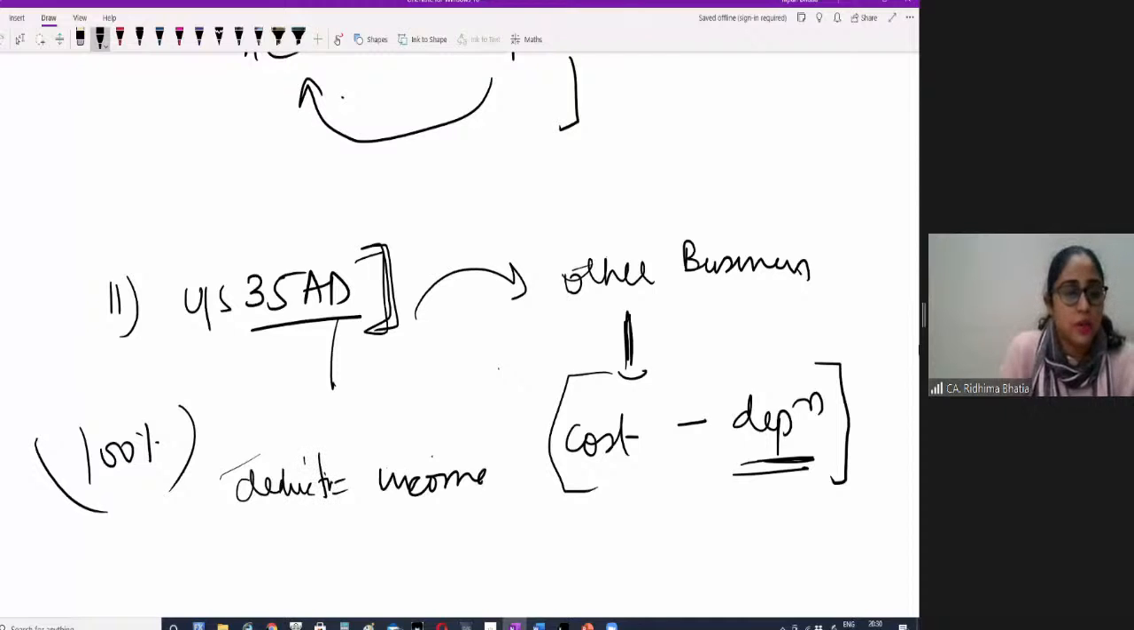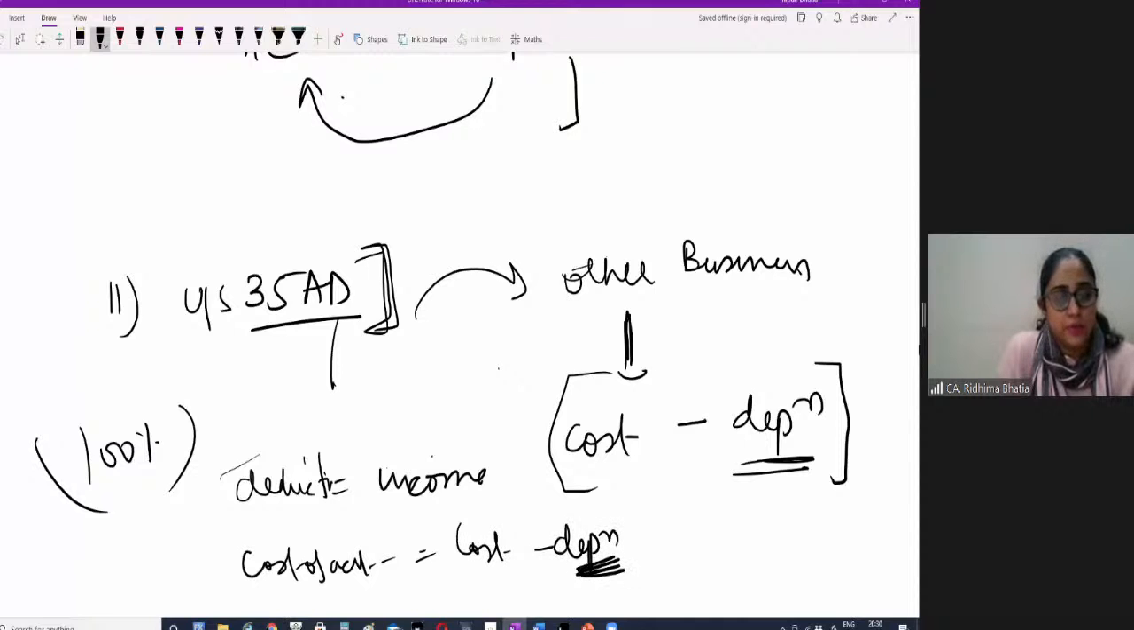This will come, don't worry. And at the same time, the cost of the asset is the cost minus the depreciation which you would have claimed. Also the income here is the deduction minus net of depreciation. Okay, so this is your 35AD part. Any doubt?